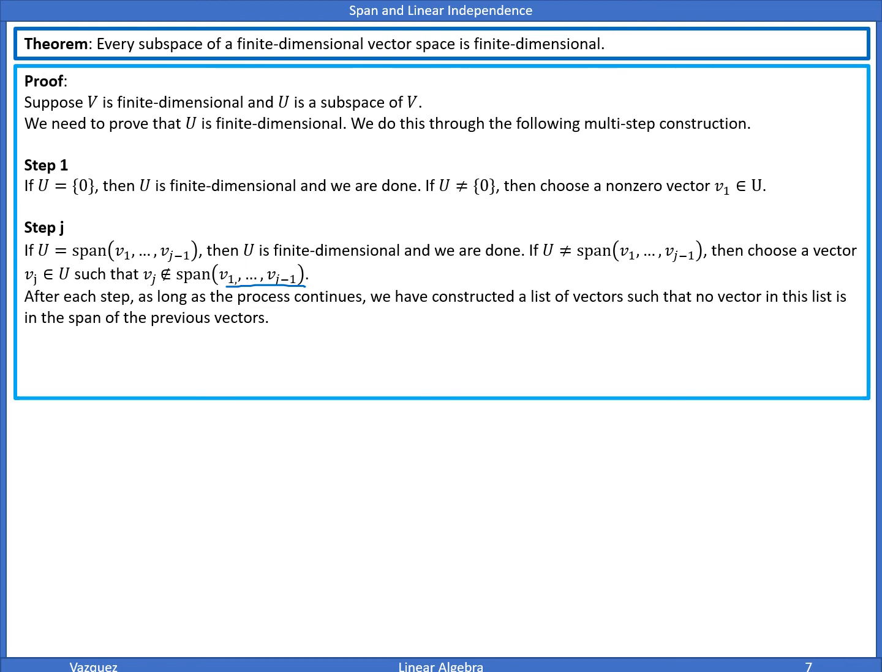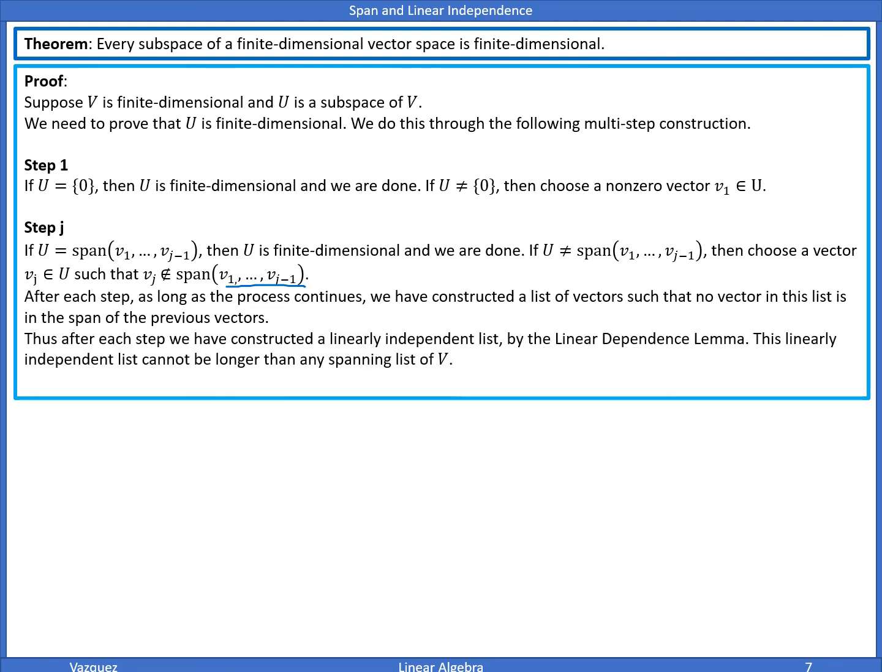But how do we know that this, I suppose, multi-step construction stops? Right? Well, after each step, we have constructed a linearly independent list by the linear dependence lemma. But this linearly independent list cannot be longer than any spanning list of V, as we saw in the previous theorem. So that's how we can guarantee that this process eventually terminates, which tells us that U is finite dimensional.